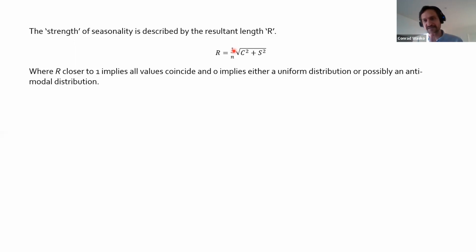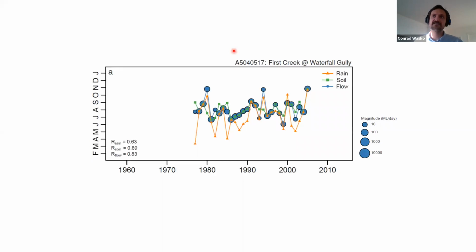So R equals 1 is bunched up, R equals 0 is more spread out. So what do these statistics sort of look like? And again, we're interested in flood timing. So this is just one particular catchment.